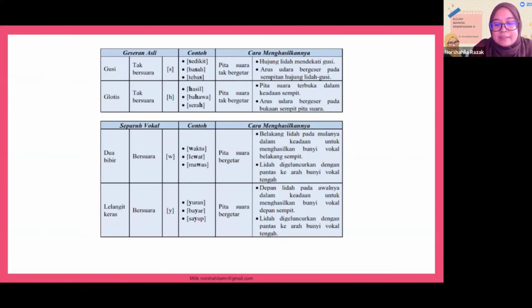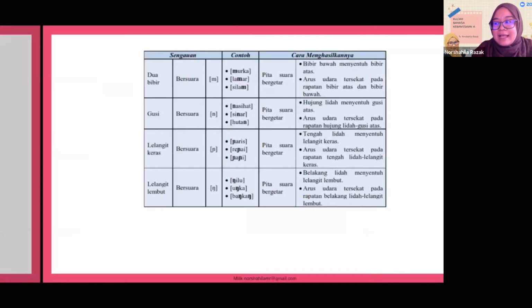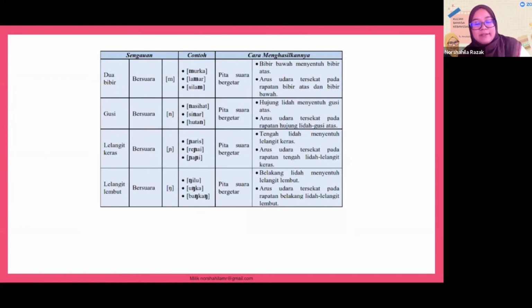Kemudian kita ada geseran asli, which is kita ada seh dan juga h. Kita ada separuh vokal W dan juga Y. Okay, then last but not least kita ada sengawan. Which is sengawan ini adalah bunyi sengau or nasal sound that mostly this sound will, the air will go out at dua rongga. Rongga mulut dan juga rongga hidung.